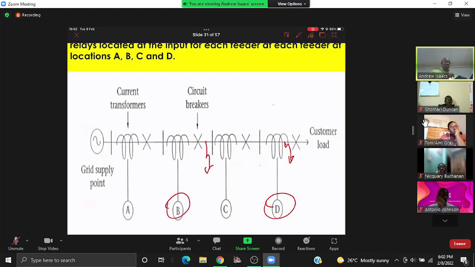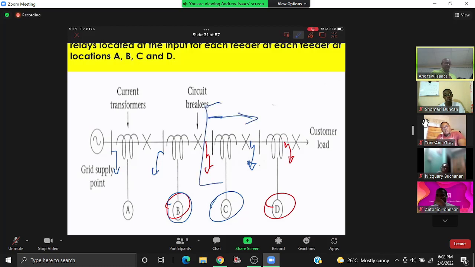But at the same time, I want to ensure that if I have a fault here, and this one is supposed to operate but doesn't, then only B operates. So if B operates, the customers connected here and here would still have power. Only those beyond this point would lose power. You with me? So how do we separate the network?